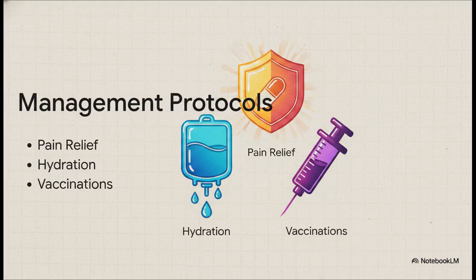Beyond hydroxyurea, we have to support our patients super aggressively during a crisis. We use heavy IV hydration and oxygen to reverse the sickling triggers, along with really strong pain management, often requiring opioids. And because their spleens are non-functional, strict vaccination protocols are critical to prevent fatal infections. Finally, for some eligible patients, a bone marrow transplant actually offers the only potential curative therapy we currently have.